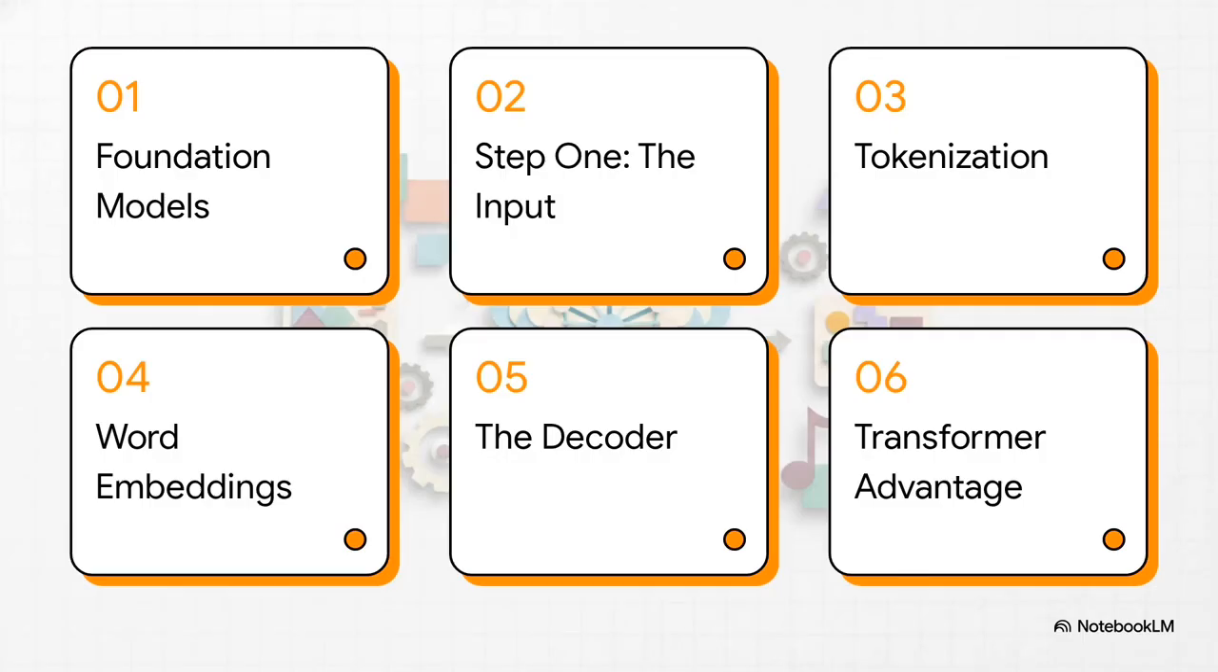Here's our quick roadmap for the tour. 1. Foundation models explained. 2. Step 1. The input. 3. Tokenization, words into numbers. 4. Word embeddings and context. 5. The decoder predicts output. And 6. The transformer advantage. Let's get into it.